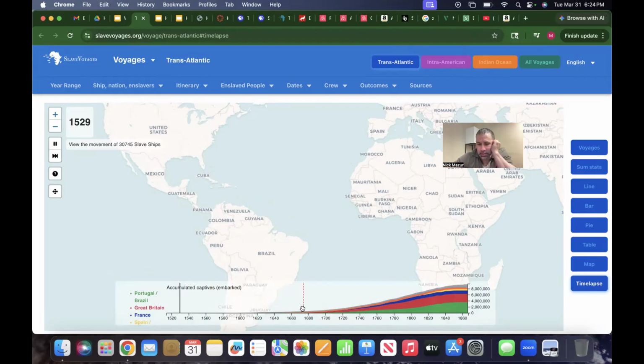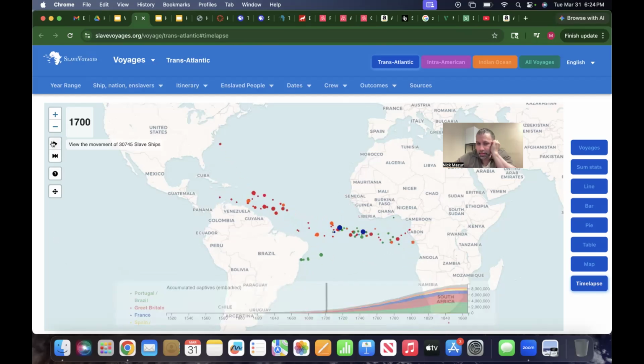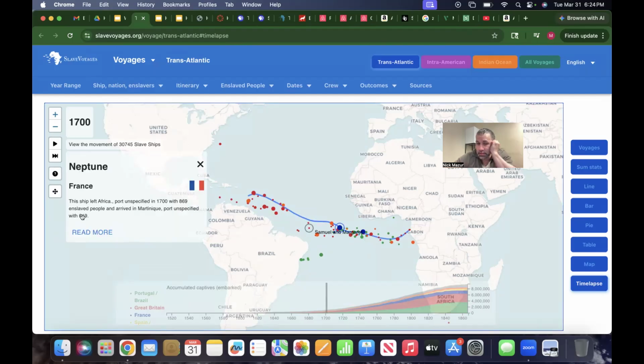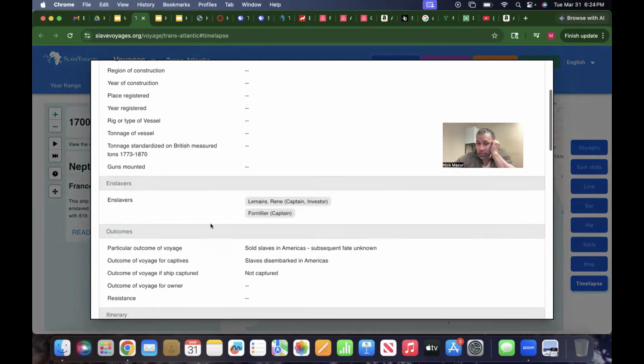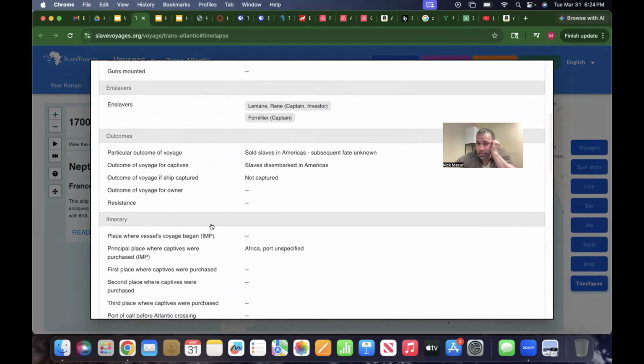But let's bring it up and I'm just going to fast forward it 180 years. And look at that. Every single one of these is a ship. And you can click on the ship, click on it and take a look. France. 869 enslaved people arrived in Martinique port unspecified with 619. Did they stop anywhere? No. They all got off in the Americas. Interesting.